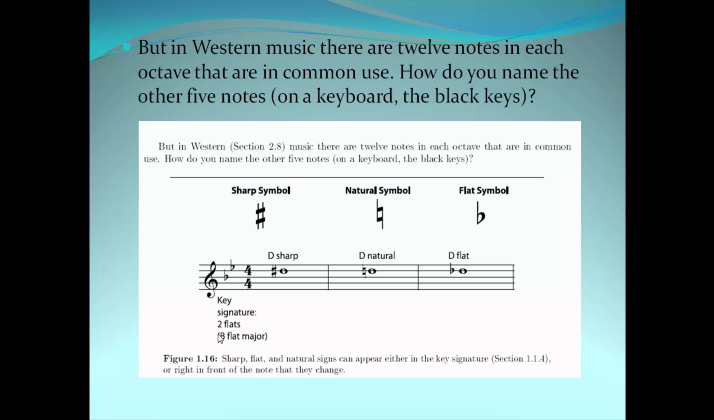So we have here a key signature, 2 flats, B flat major. So you have here 2 flats. And here is one natural, and here is a sharp, and here is one flat. So again, sharp, flat, and natural signs can appear either in the key signature, or right in front of the note that they change, like this.